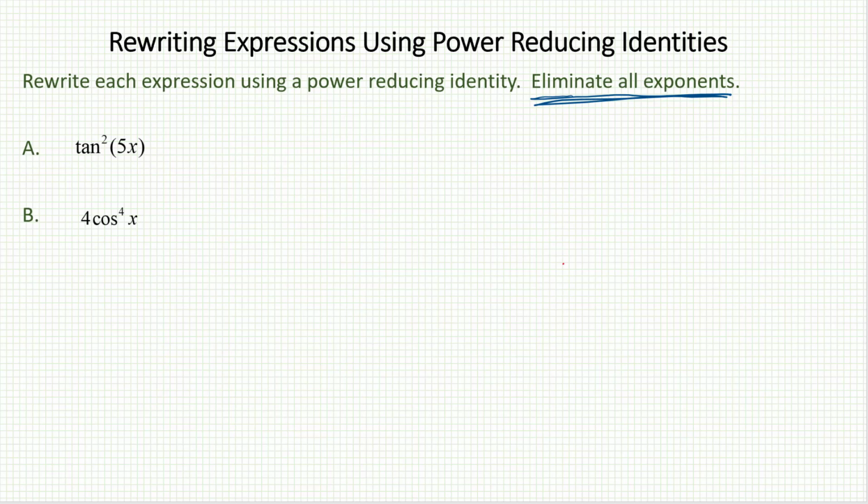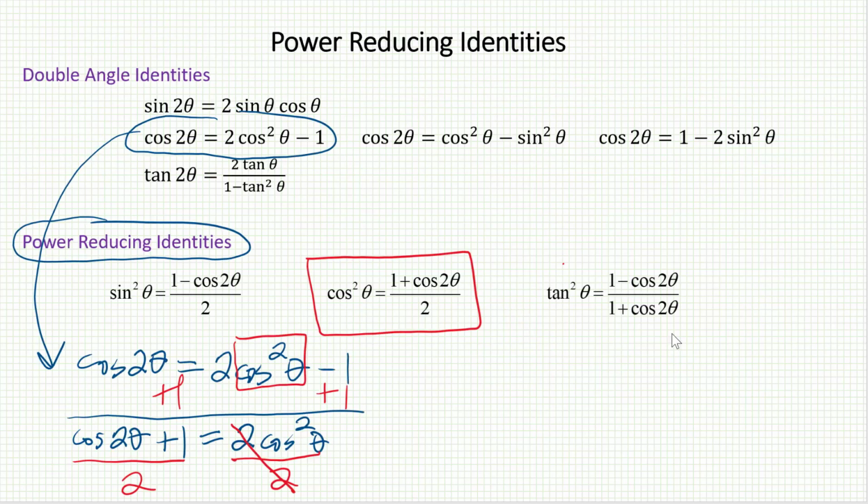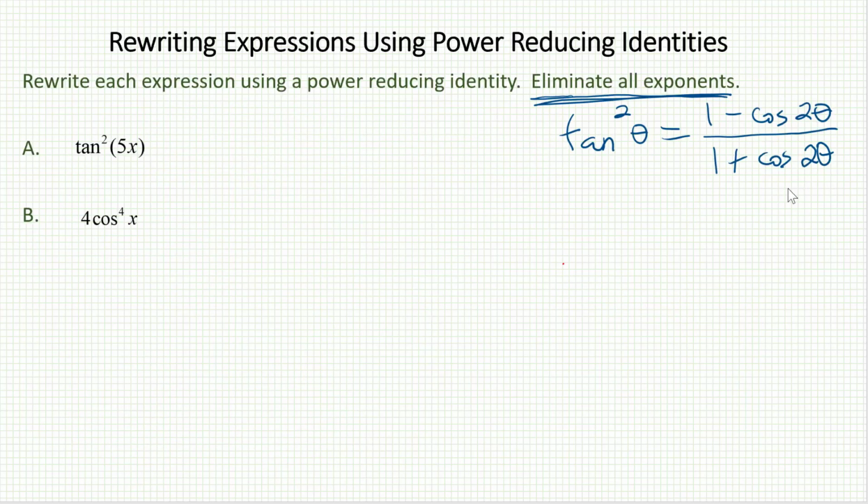When I see example A, I see a tangent squared. I need to look up the power-reducing identity for tangent. Let's see, we have that one right here. Tangent squared theta equals 1 minus cosine 2 theta over 1 plus cosine 2 theta. So how will I apply this identity? Well, in my problem, instead of having a theta, I have a 5x. And as long as I can see that clearly, all I really have to do here is replace the left side of this identity with the right side of the identity.